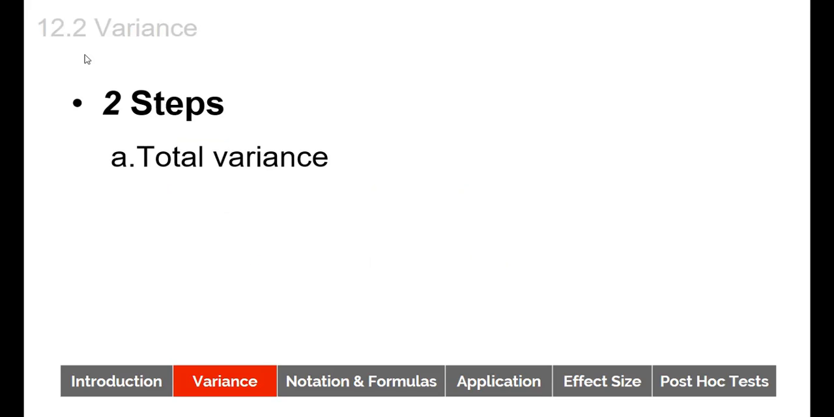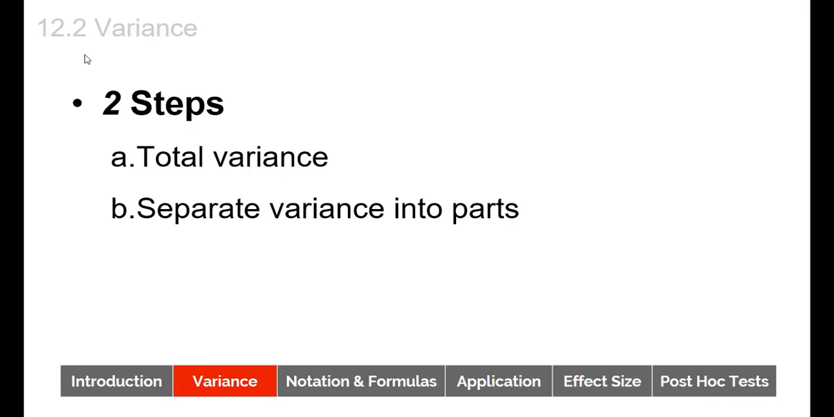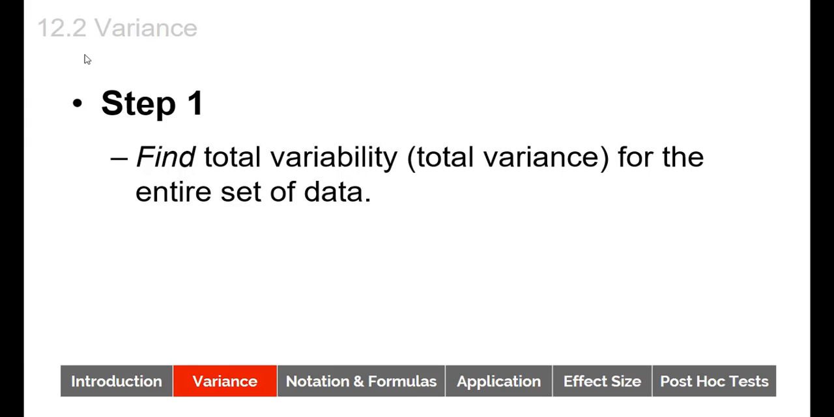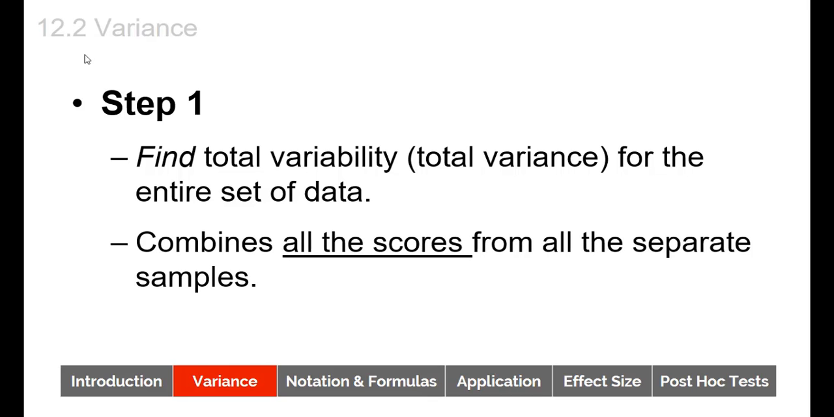All right, so there are 2 steps in conducting an ANOVA. The first step is to figure the total variance, all the different ways that scores vary between the groups, within the groups, all the things that make the scores different. And then the second thing we do is we separate the variance into 2 different parts. So, first step, find the total variability, the total variance for the entire set of data. We do this in a certain way that I'll explain later. And this really combines all the scores from all the separate samples. We're finding out all the variability combined.